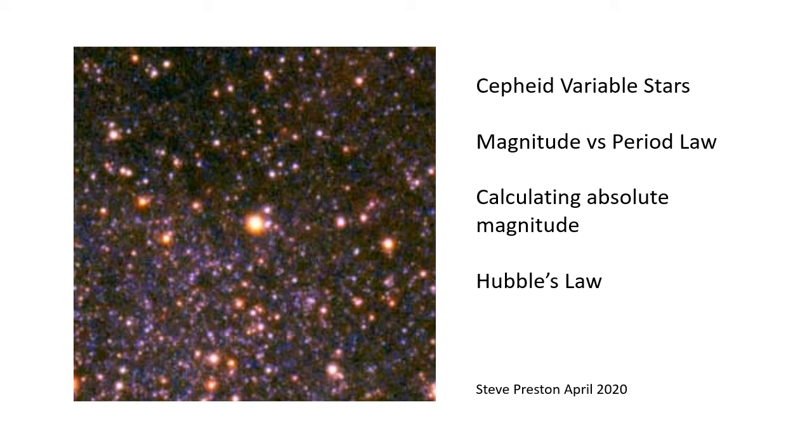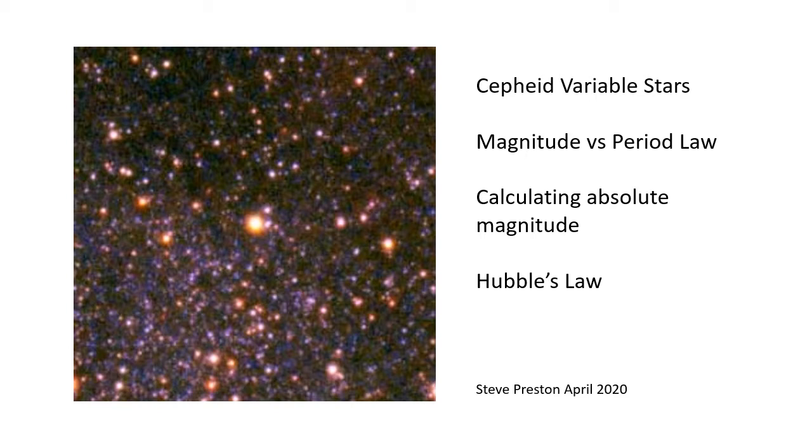In this video, we're going to be looking at some Cepheid variable stars and discovering what they are and how they led to an important piece of work which still underpins most of what we know about the universe today, the magnitude versus period law.